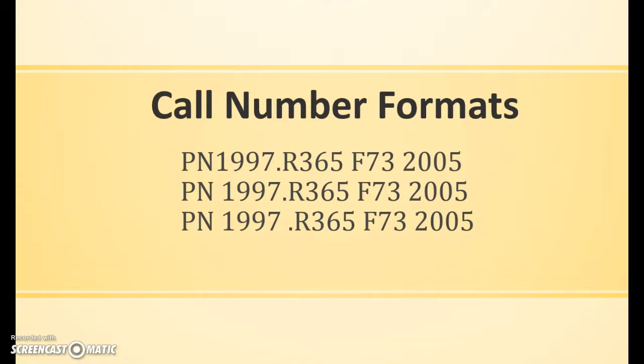Alright, and these are the call number formats that are going to work, so you can do like we just did and not have a space in between the first and second row, and just have a space between the fourth and fifth row, or you can have a space after the first row and a space after the third row and a space after the fourth row, or you can have a space between the second and third row here where the decimal point is. So any of these options right here would actually work.